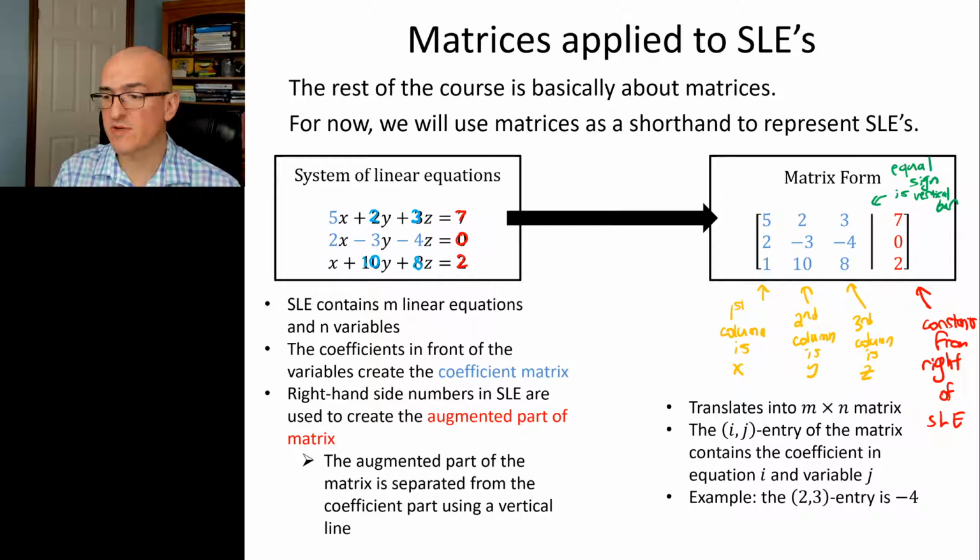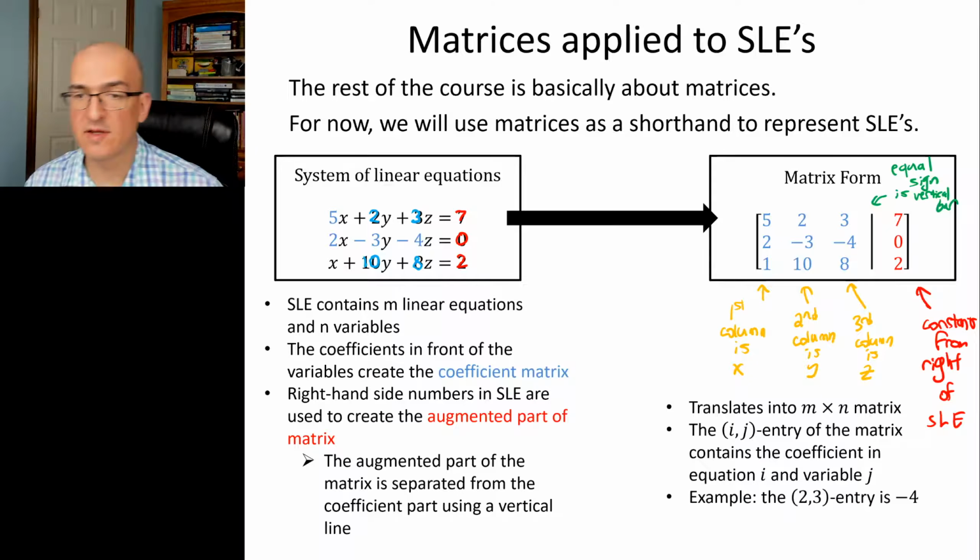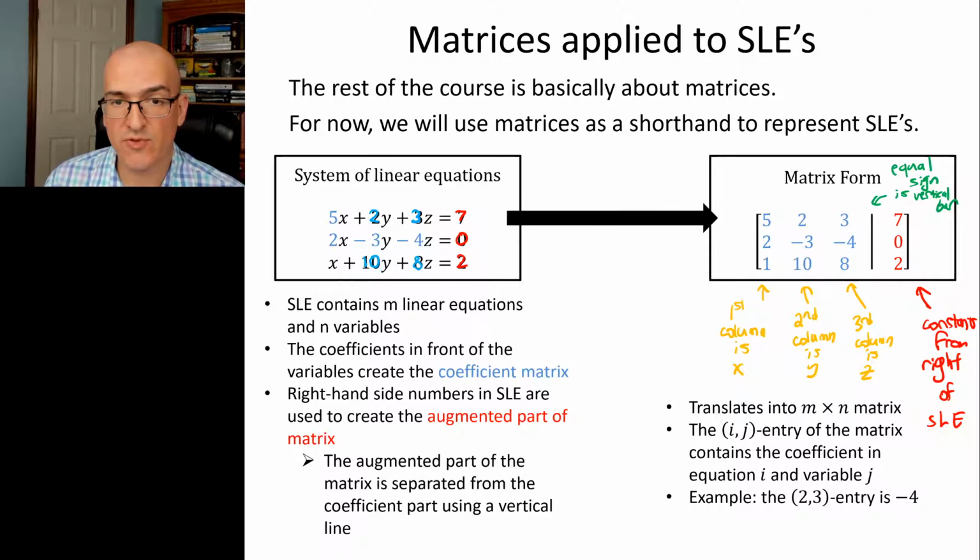Our original system of linear equations had 3 equations with 3 unknowns. Our matrix has 3 rows and 3 columns. Every equation has its own row. Every variable, every unknown, has its own column. We'll always have that. The right-hand side will always be separated from the other pieces with a vertical bar that denotes the equal sign. And we'll always have the same number of elements in each row.